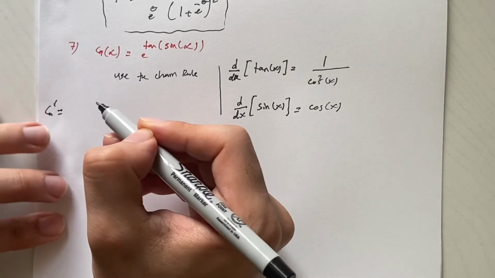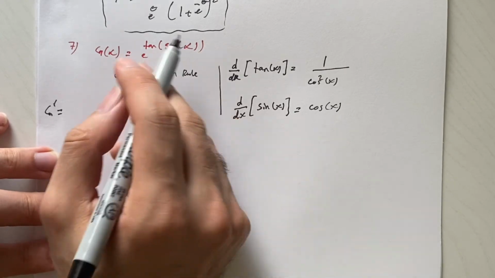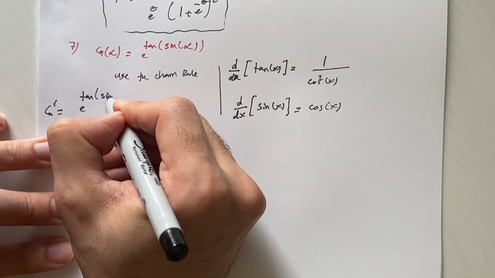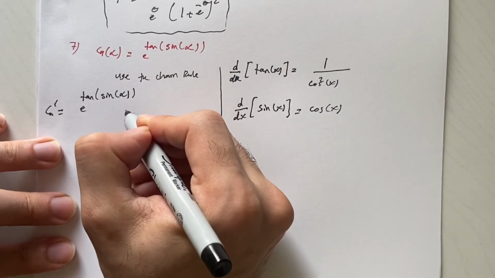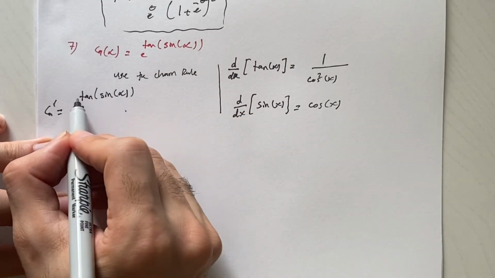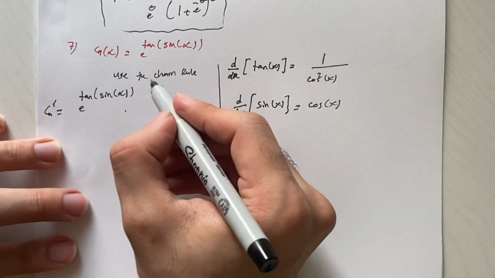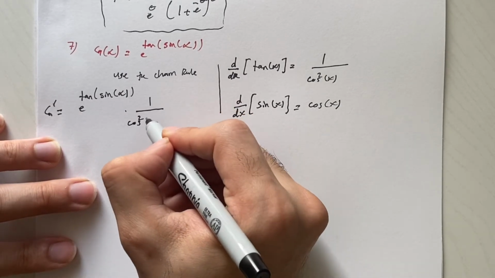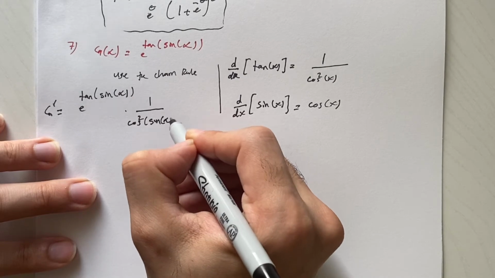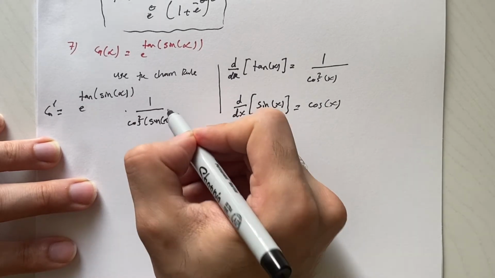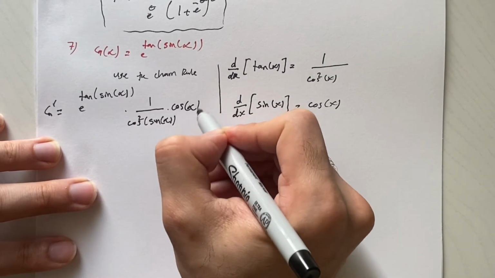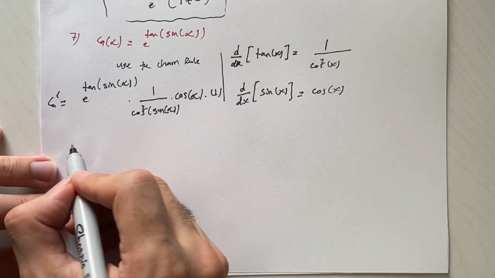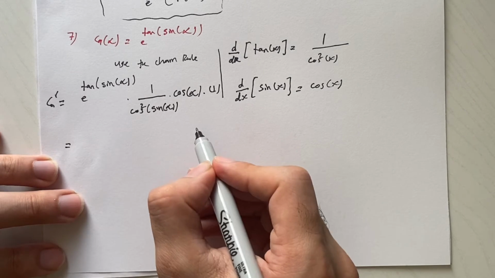So g prime is gonna be the derivative of the outside, which is just the same, e to the tan of sine alpha. And the derivative of the inside is gonna be, the exponent, the derivative of the outside is gonna be tan, so 1 over cosine squared over what's in the parentheses. And then the derivative of the inside, which is sine, so the derivative of sine is cosine, and then the derivative of alpha, which is 1.